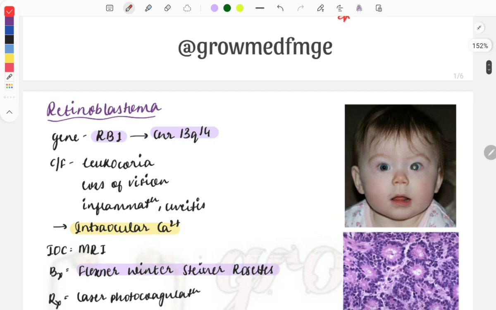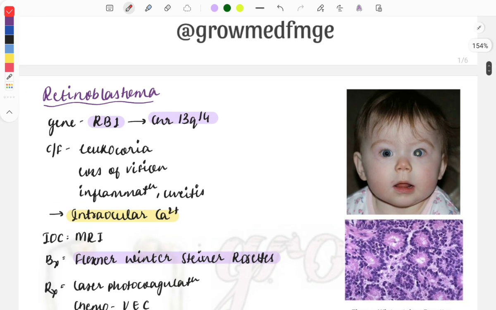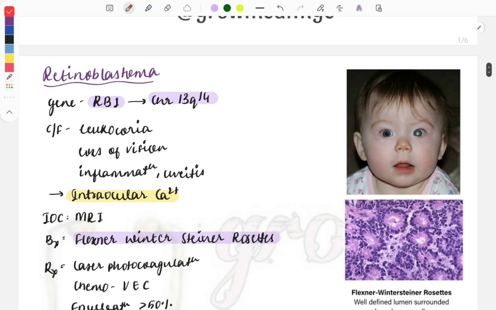Then moving on to retinoblastoma. Retinoblastoma is also a repeat topic and frequently questions are asked on this. The gene involved is the RB1 gene, asked in relation with the pathology, also present on chromosome 13q14. Important. Then clinical features are leukocoria.